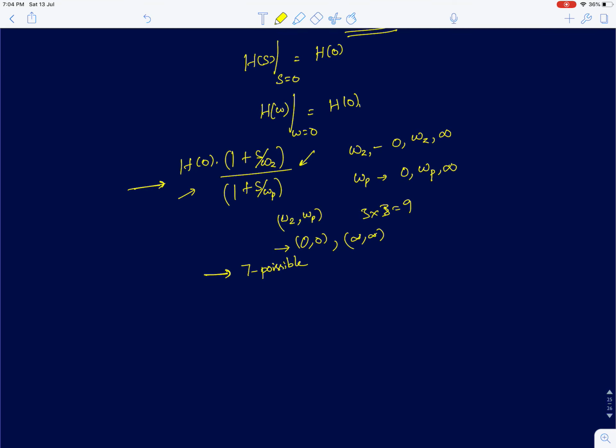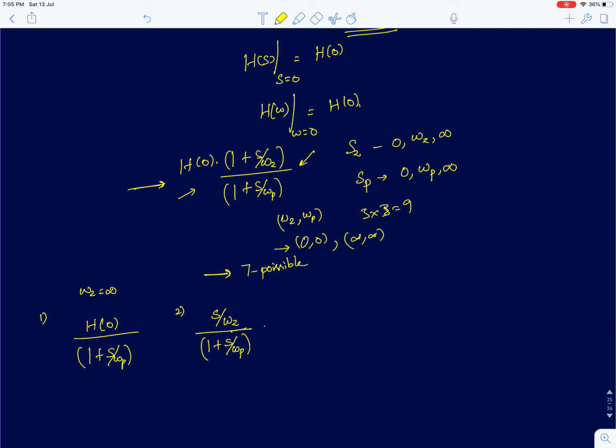So first I'll take the case of omega z is infinity in this transfer function. So it will be H(0) by (1 plus s by omega p), which is a simple first order system. Okay, the traditional first order system. Now in the second case, I'll assume omega z as 0. Okay, you have a zero at 0. Here I'm using the word omega z; I should have used the word sz, and sp. Okay, so now you have a zero at 0. So the transfer function will be something like this, and a pole. Okay, this is also a first order system. Here if I equate the numerator to 0, I get s equal to 0.